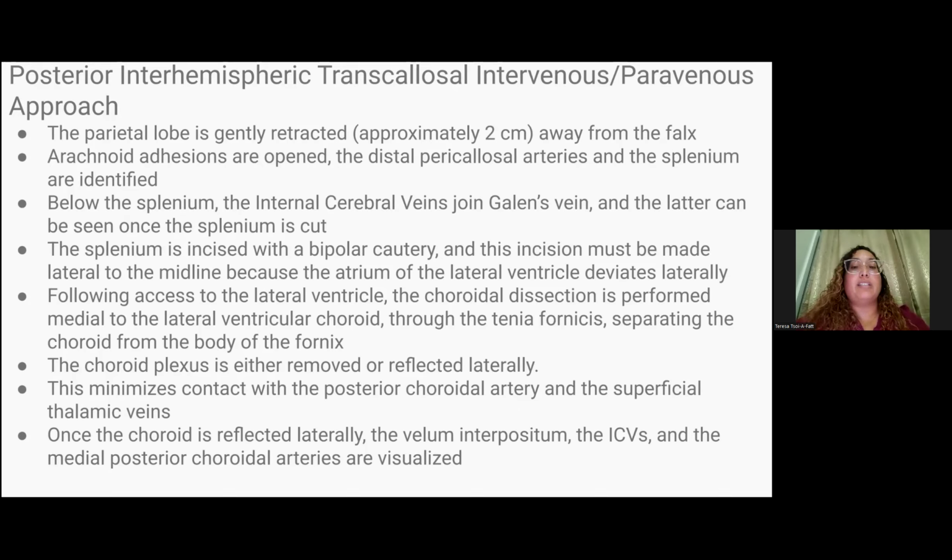Following access to the lateral ventricle, the choroidal dissection is performed medial to the lateral ventricle choroid through the tenia fornicis, separating the choroid from the body of the fornix. The choroid plexus is either removed or reflected laterally, and this would minimize contact with the posterior choroidal artery and the superficial thalamic veins. And once the choroid is reflected laterally, the velum interpositum, the ICVs, and the medial posterior choroidal arteries could then be visualized.